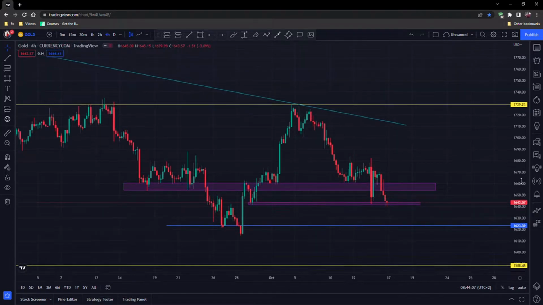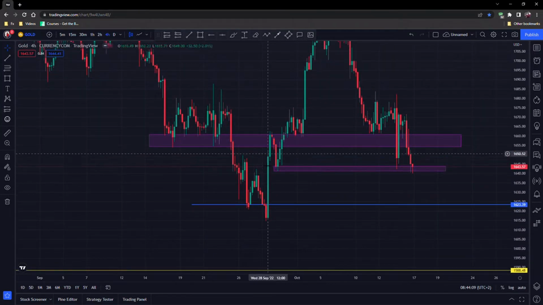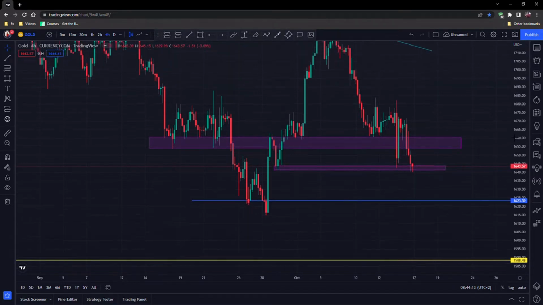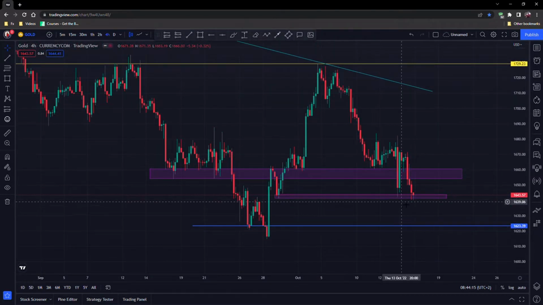It gave us a first touch, second touch, third touch, giving us a triple bottom, which is a form of reversal. So we'll be looking now to shoot back up, or we could be looking at it give us a retest here and then shooting back down, which will also be another sell entry.